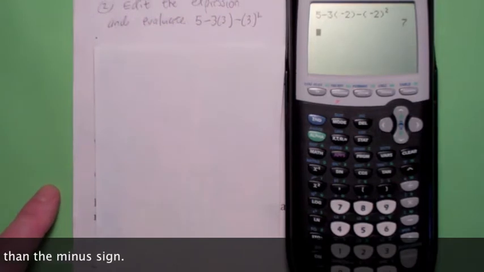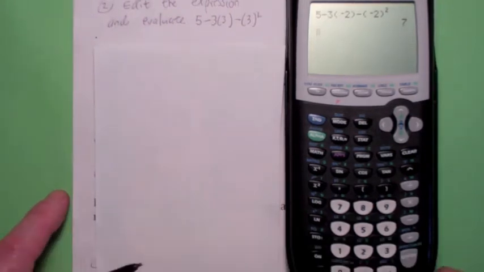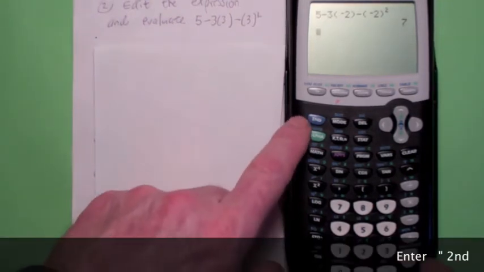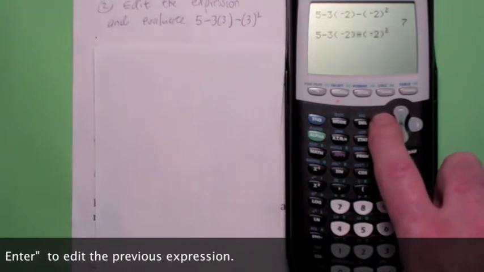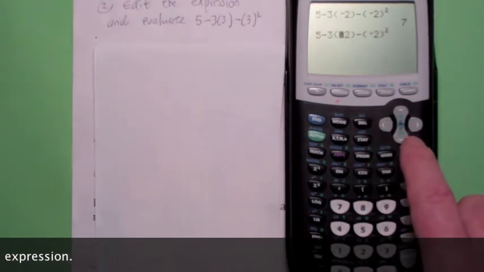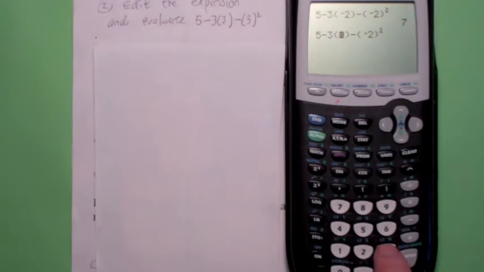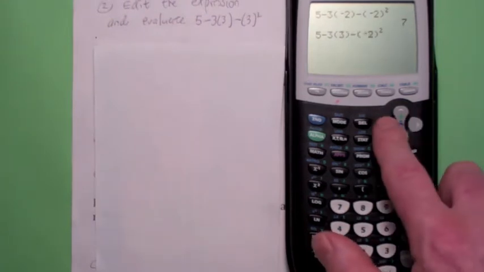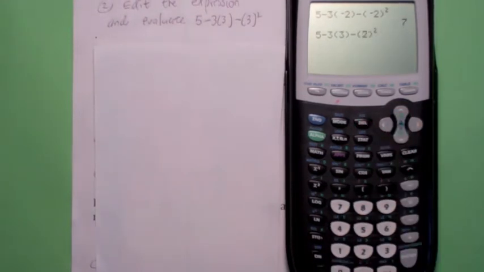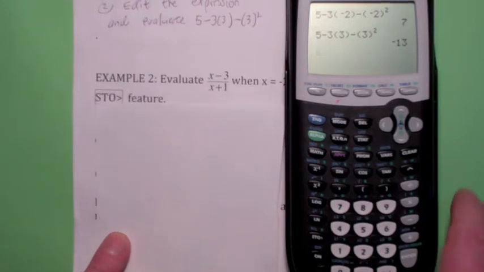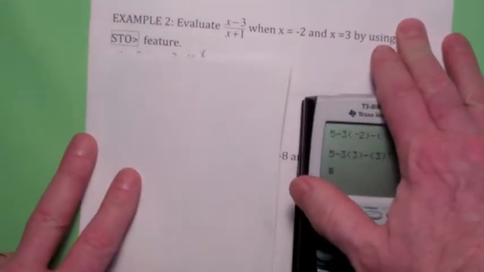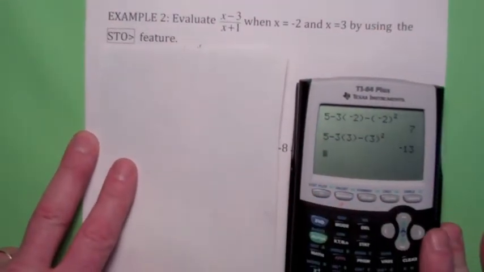I get 7. Now to edit it, this is really important. You hit second enter. That allows you to edit the previous expression. All you got to do now is use your arrow keys. You delete the negative, replace negative 2 with 3, go over here with your arrow keys, delete the negative, and replace negative 2 with 3. So there you go, I get negative 13. Now the second way to evaluate expressions is to use what's called the store feature.